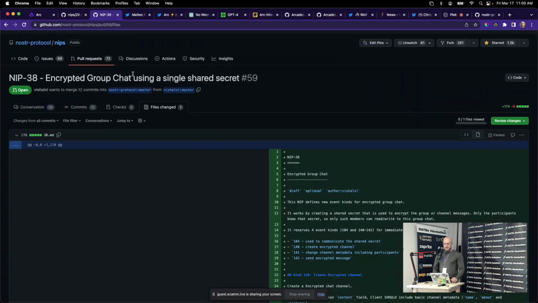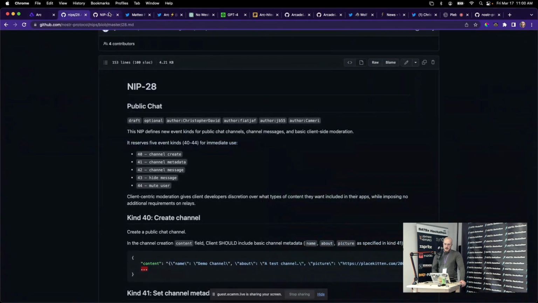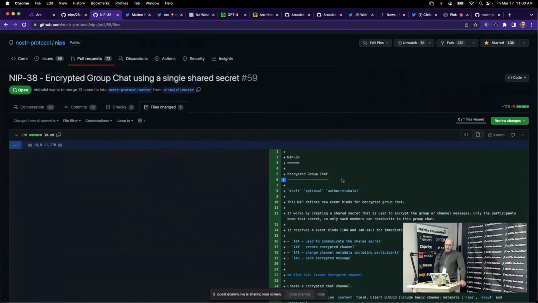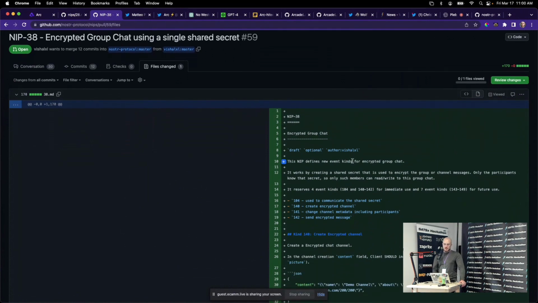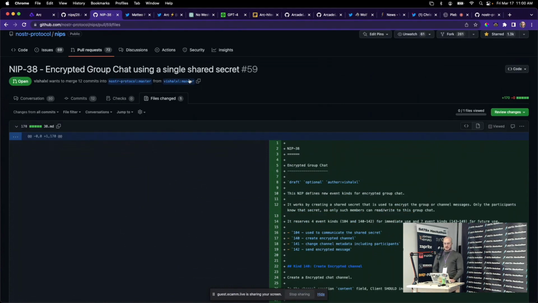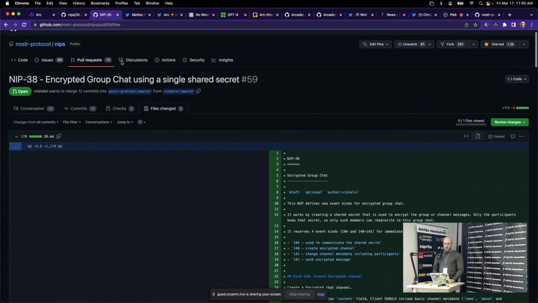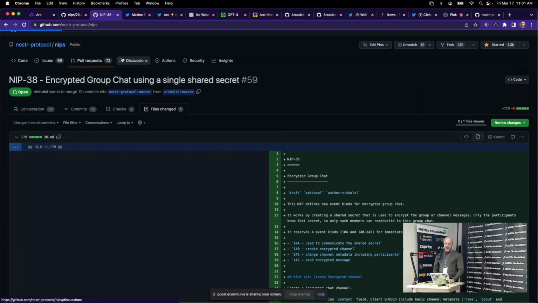So we've got NIP-28 as a draft. Vishal, who's the author of Nostr Console, one of the other Nostr clients that has integrated NIP-28 for chat channels, and his console has been working on NIP-38 for encrypted group chat. It just goes to show that where there's a demand for a type of thing, even if Nostr hasn't already been built for it, there's people adding and proposing to add all sorts of cool things.